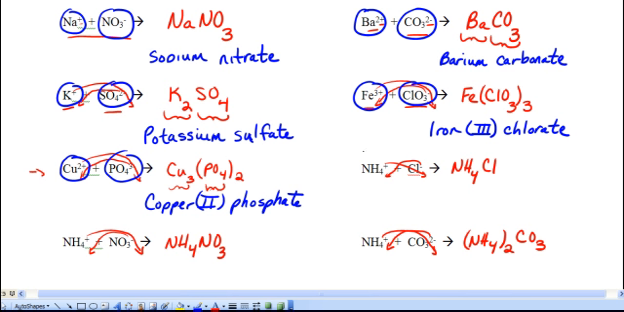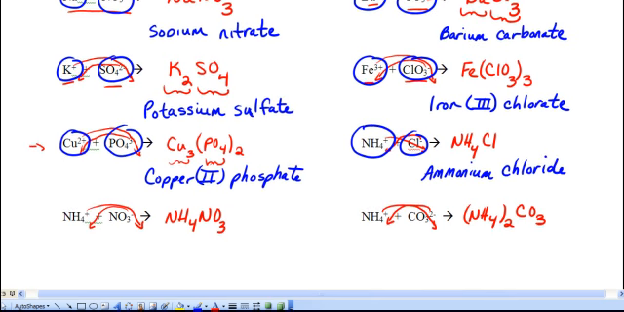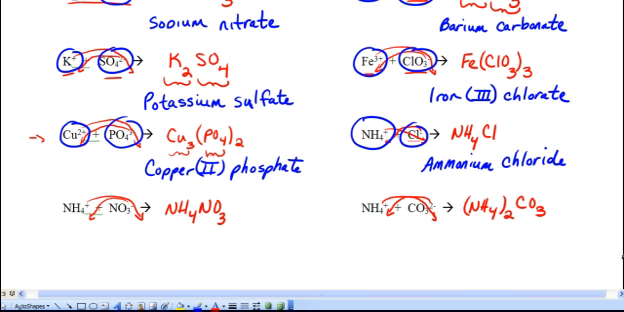Moving across, the name of this cation is ammonium. The name of this anion is chloride. So the name of the compound, ammonium chloride. Moving down, the name of that cation is still ammonium. The name of that anion is nitrate. So the name of the compound, NH4NO3, ammonium nitrate.